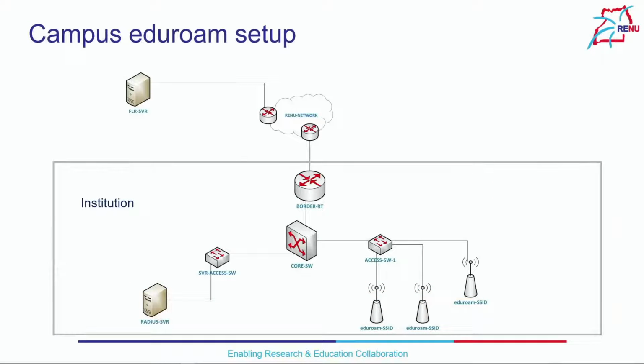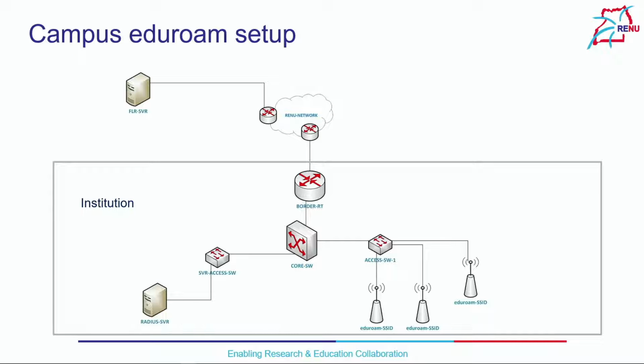So this is the initial setup, or the ideal setup of Edirom in each institution, whereby each institution has a router, a core switch, and a number of other access switches. We expect that each institution has access points which broadcast Edirom connected to an access switch, and then they should also have a radius server which helps with authentication.